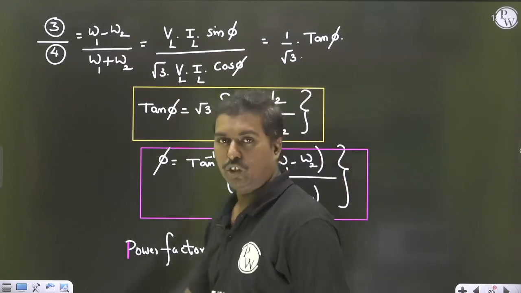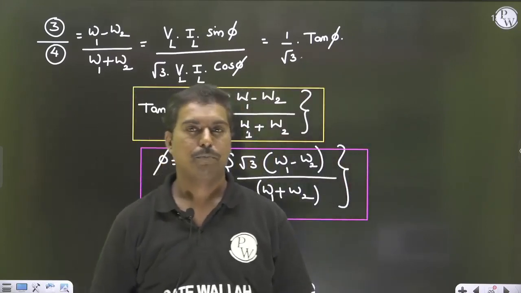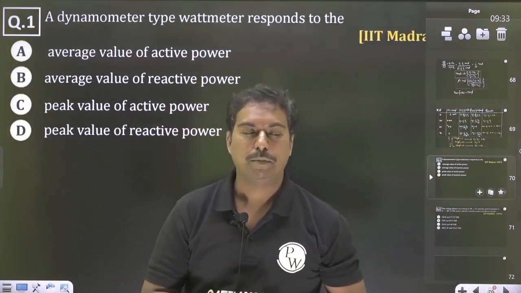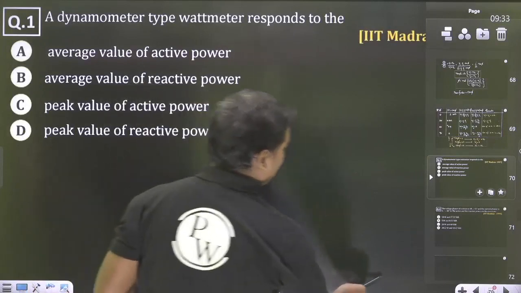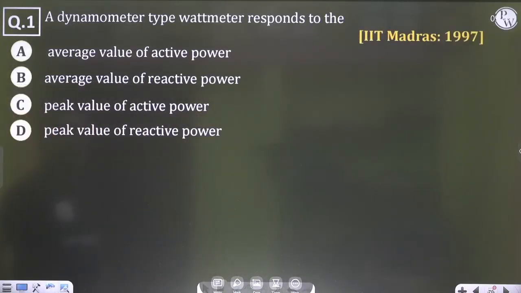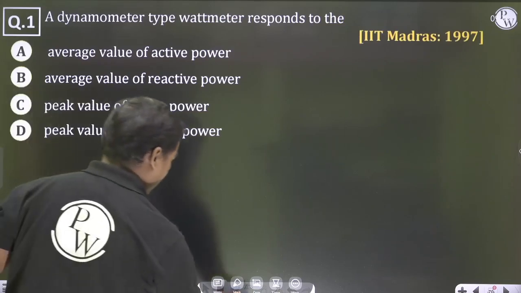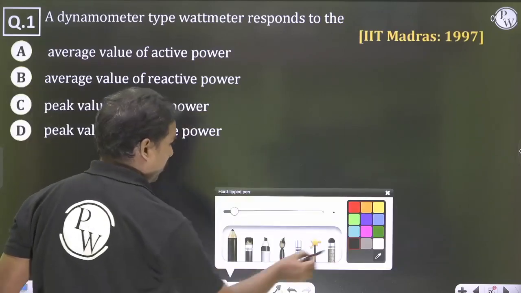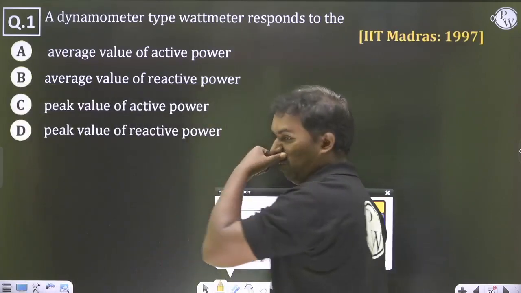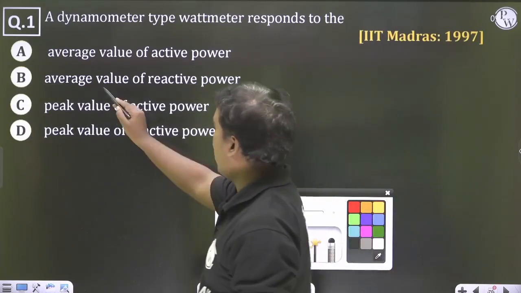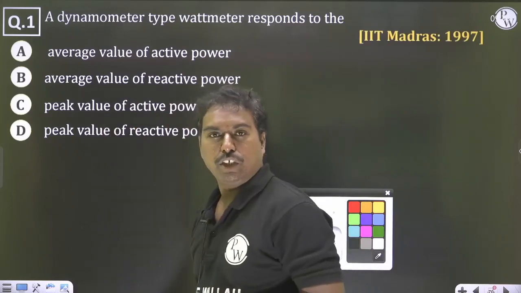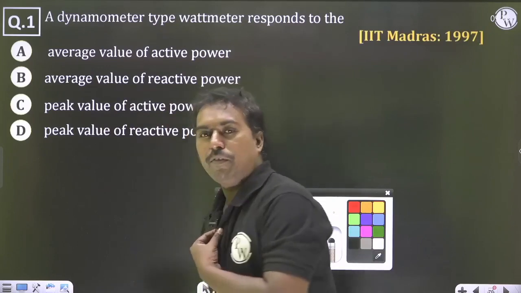Now we'll start the problems on the 2 wattmeter method. Let us see the first question. A dynamometer type wattmeter responds to the dash. Option A, average value of the active power. Option B, average value of the reactive power. Option C, peak value of the active power. Option D, peak value of the reactive power.